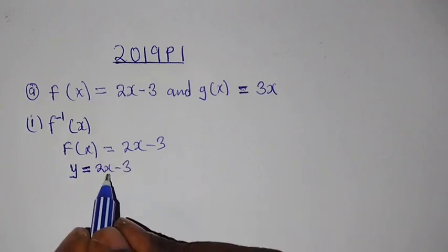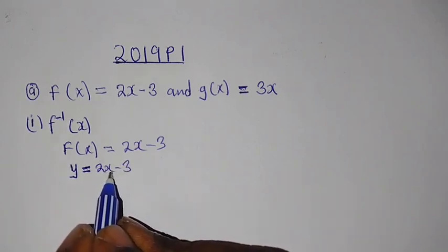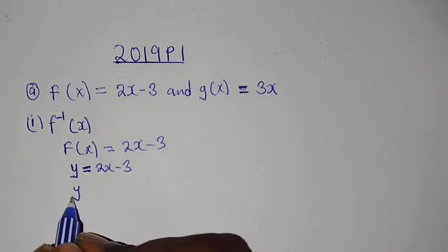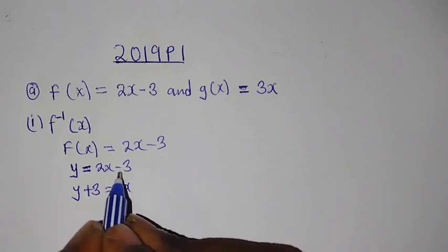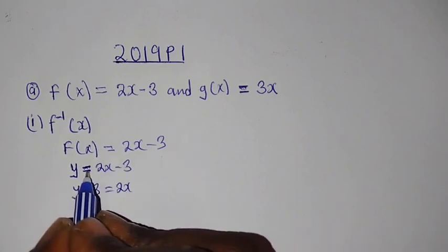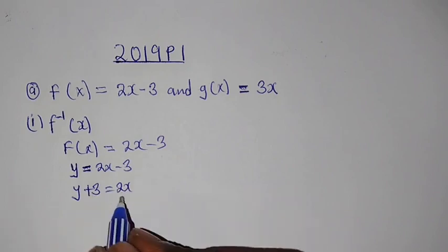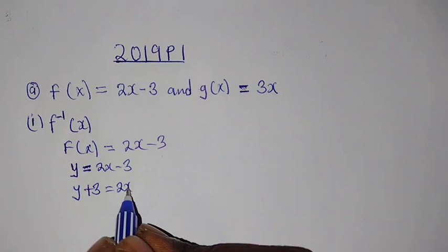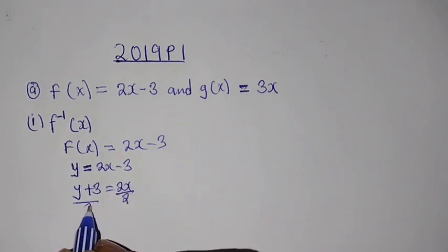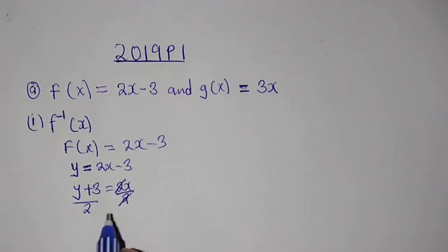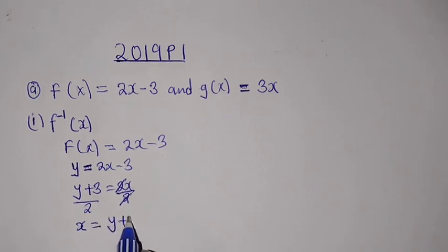Then from here, I need to make x the subject of the formula. So I'll write y plus 3 is equal to 2x. So this -3 has gone to where y is. It has become a positive. So here I need to have x. So I need to get rid of the 2 by dividing both sides by 2, so that this 2 and this 2 cancel. We are going to have x is equal to (y plus 3) over 2.